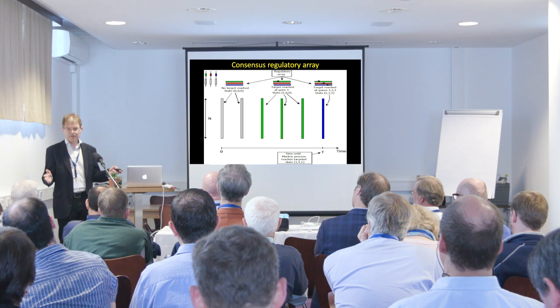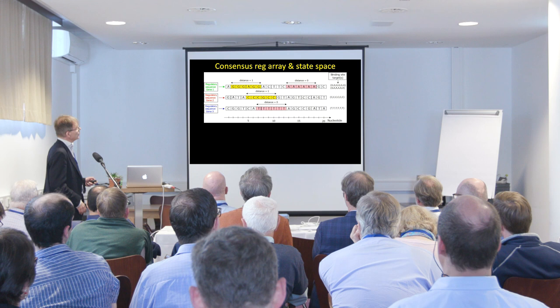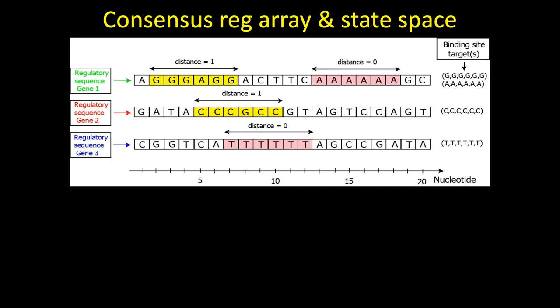So we have these three regulatory arrays, and for each one of them, we have one or two targeted binding sites, and that means that the transcription factor needs to attach to such a target or such a target in the first regulatory sequence. Some transcription factors want to have a perfect match, and that is a pink subsequence. But others can also tolerate a mismatch of one. So then the yellow subsequence is okay as well, because then it hits this GGGGG target.